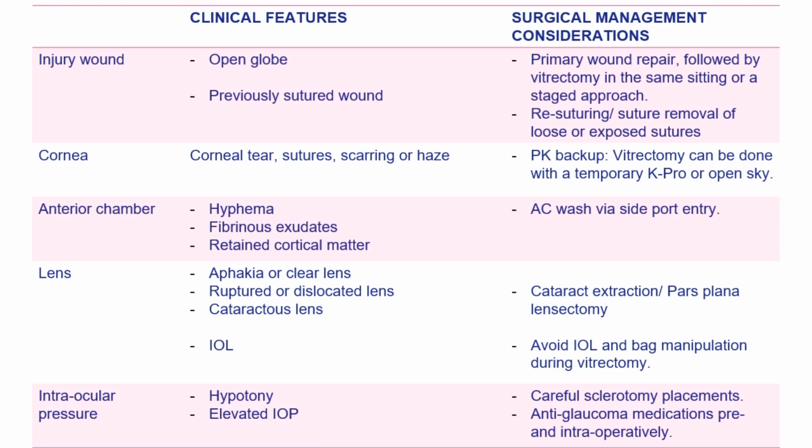Cornea can have a tear, suture, scarring, or haze, and that's why in cases of post-traumatic endophthalmitis, it is important to keep a PK backup, and vitrectomy can be done with a temporary K-Pro, which is advisable, or open sky. Anterior chamber can have hyphema, fibrinous exudates, and retained cortical matter, so AC wash is advised. The patient can be aphakic or have a clear lens, where vitrectomy can be done directly. If there is a ruptured or dislocated lens, cataract extraction or pars plana lensectomy can be done. If there is an IOL, we try to avoid IOL and bag manipulation during vitrectomy. The IOP also has to be managed.